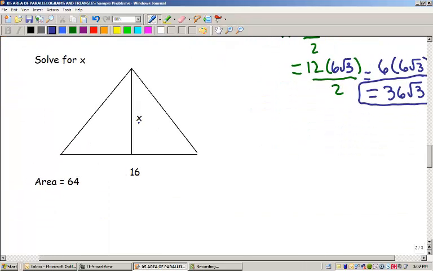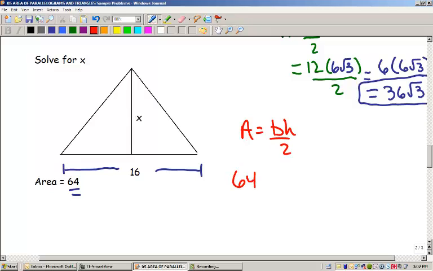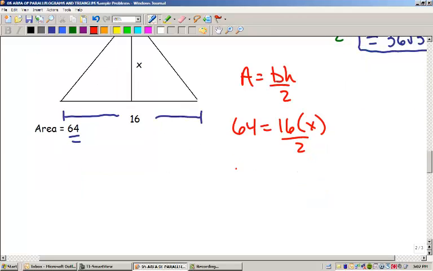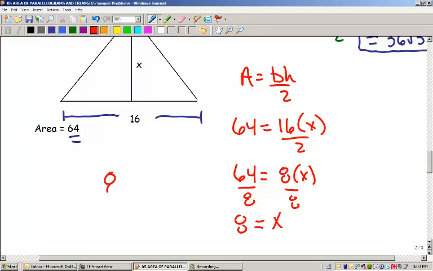And the last one, we need to find the value of x. They're telling me my base is 16, and they're telling me my area is 64. So let's start with the formula. Area is equal to base times height over 2. The area is 64. The base is 16. The height is x, and that's all over 2. And there's a lot of things you can do first, second, third, or fourth. But I'm just going to take the 16 and 2, reduce that down to 8x. Divide 8, and x turns out to be 8. So my final answer is 8 units.